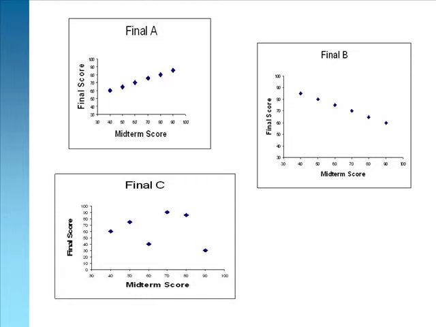Final B had the opposite relationship. As the midterm increased by 10 points, the final decreased by 5 points. What about Final C? There seems to be no identifiable pattern here.